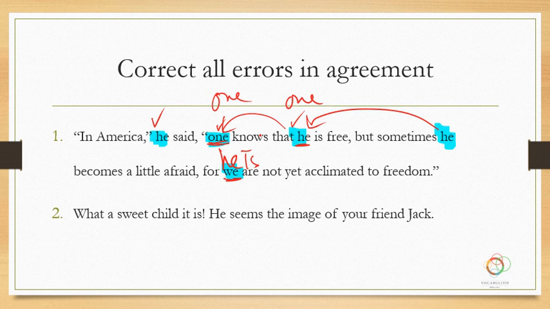Number 2, what a sweet child it is. Where's my pronoun? What a sweet child it is. He seems the image of your friend Jack. Okay? Well, if you choose the he, you've got to keep it consistent. So you can say, what a sweet child he is. He seems the image of your friend Jack. I guess we can't do anything with your friend Jack. Or, since it is acceptable for a child, then you can use the it there, but here you have to change it. It seems. All right, you just need to keep it consistent either way.